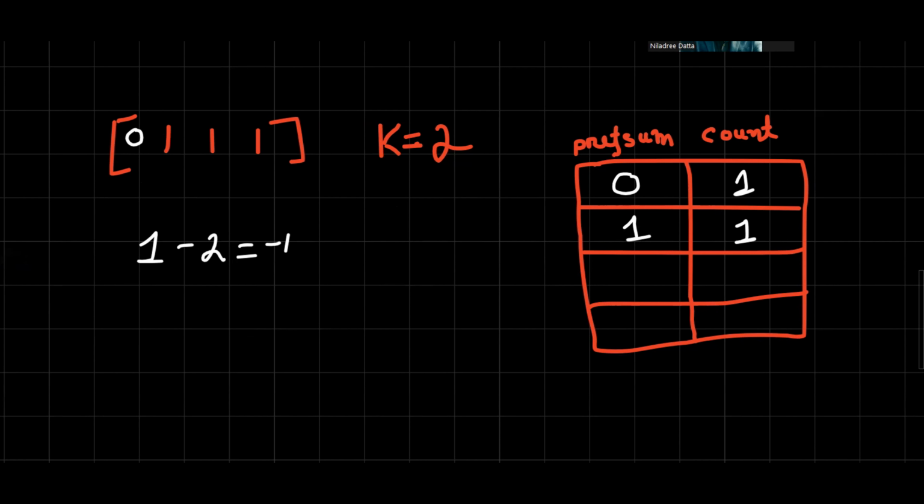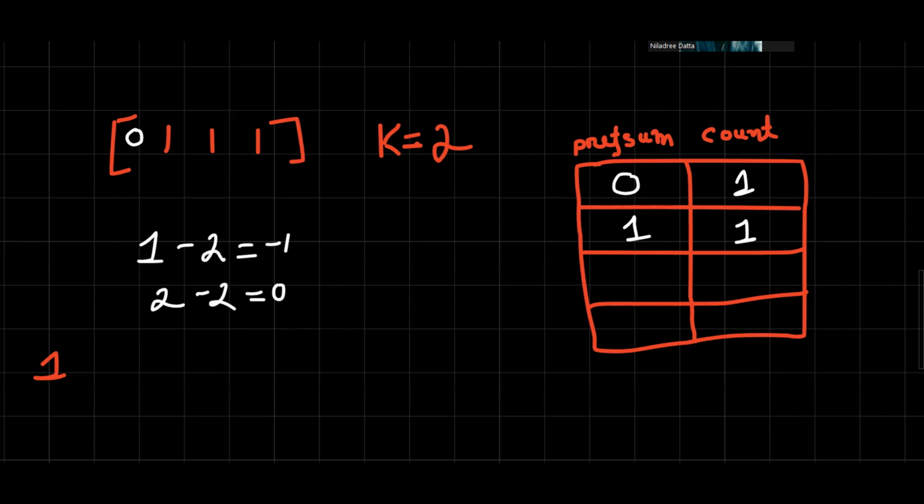Now, for this portion of the subarray, the prefix sum will be 2 or the sum will be 2 and the value of sum minus k will be 2 minus 2, which is 0. So we have to determine whether the value of 0 is presented in the prefix sum or not. So here we can see that it is presented here. So currently our answer will be 1. We have found one possible subarray here, where the summation of all the elements is equal to 2.